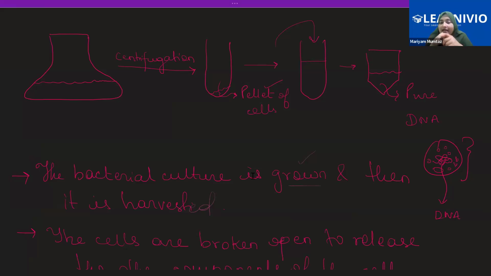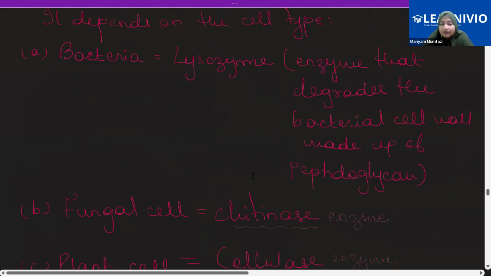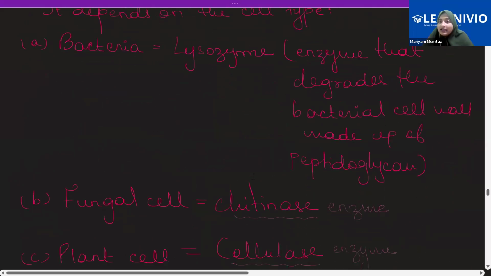Then you'll go into the plasma membrane. Then you'll extract that DNA. But apart from that, the DNA is in a mixture. It's combined with RNA, protein and all of that. So you have to remove all of those in order to get the purest form of DNA. If it is a bacterial cell wall that you want to degrade, you will use lysozyme enzyme. If it is a plant cell wall, you will use cellulase enzyme. By that, you have released the DNA.